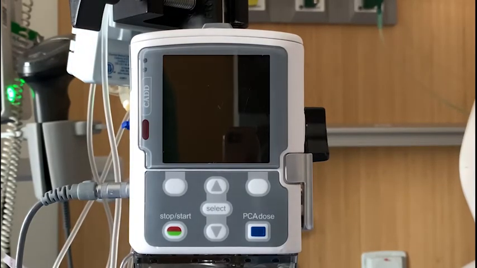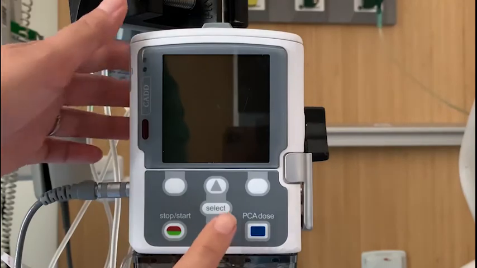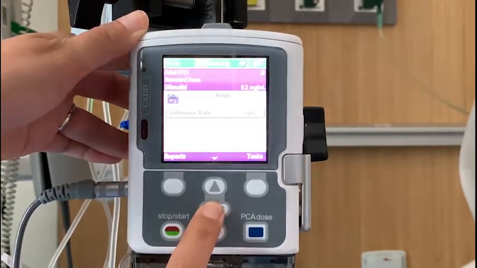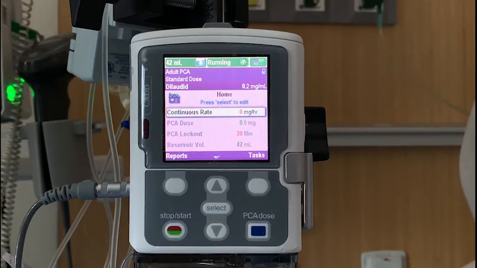First, this is how you check the current settings on the pump. Click on any button to bring up the home page. Here, you see the medication and its concentration. There will be 4 settings listed for the PCA machine.